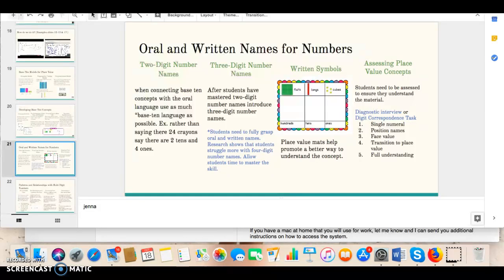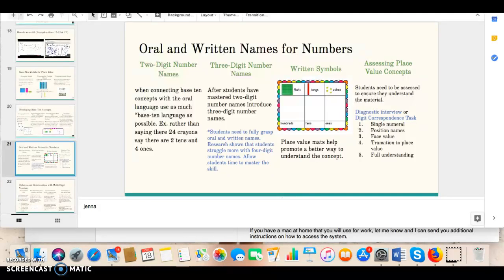Three-digit number names. After students have mastered two-digit number names, introduce three-digit number names. So it'd be the same thing. And if you had 130 crayons, you might say, I have 1 100, 3 10s, and so on.